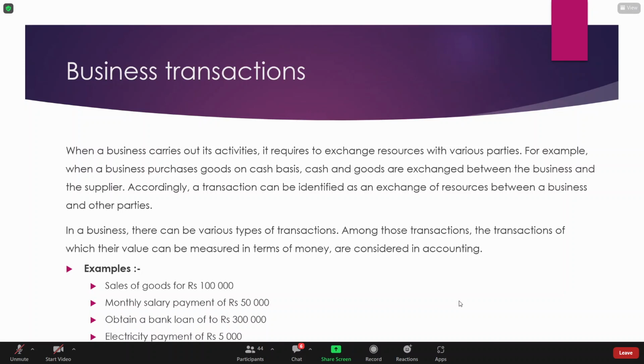Accordingly, a transaction can be identified as an exchange of resources between a business and other party. So basically, transaction is an exchange of resource between a business and other parties. In a business, there can be various types of transaction. Among those transactions, the transactions of which their value can be measured in terms of money are considered in accounting. So that's the most important phrase here. The transactions of which their value can be measured in terms of money are considered in accounting.